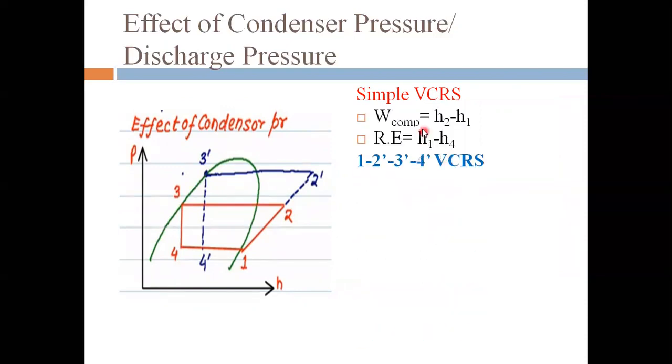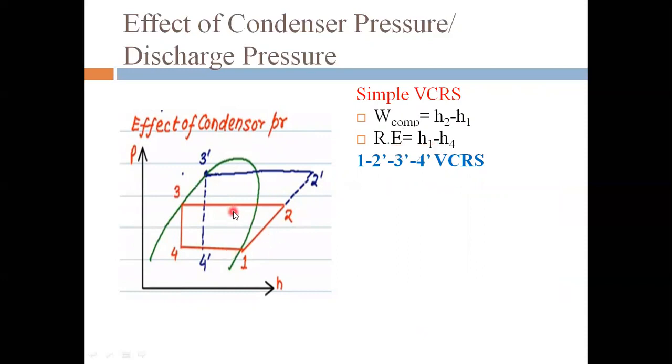So W compressor, as we know in the simple cycle, that is 1, 2, 3, 4, without changing the condenser pressure. In this case, W compressor is H2 minus H1. This is the W compressor work, H2 minus H1, and refrigerating effect is H1 minus H4. So there is the refrigerating effect, H1 minus H4.